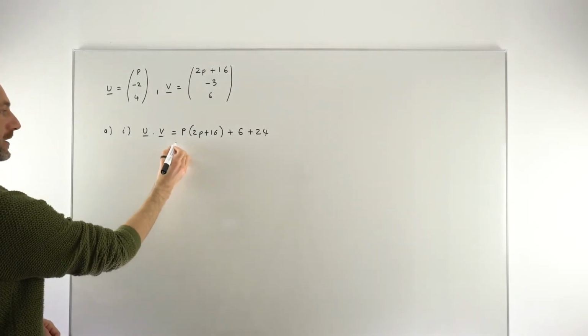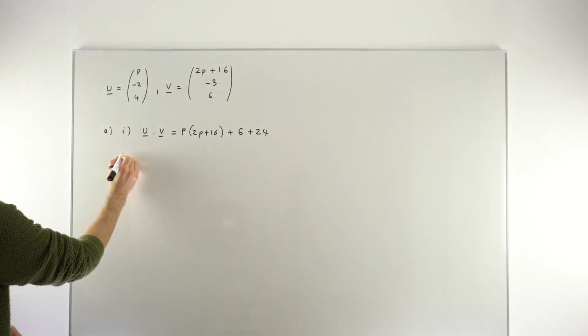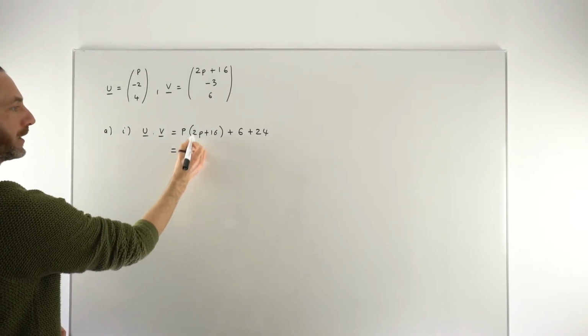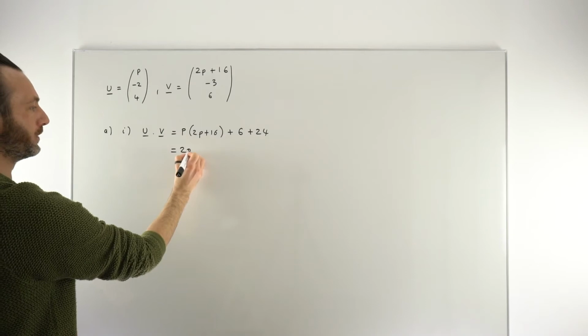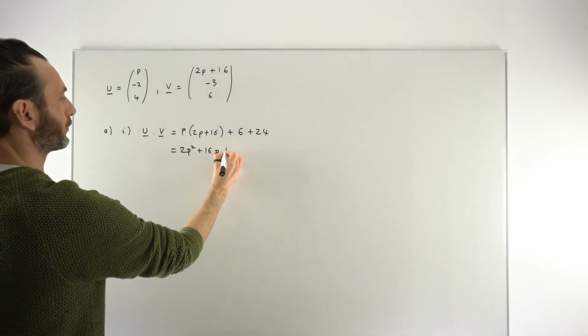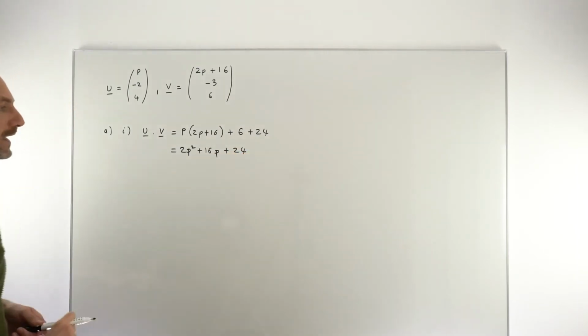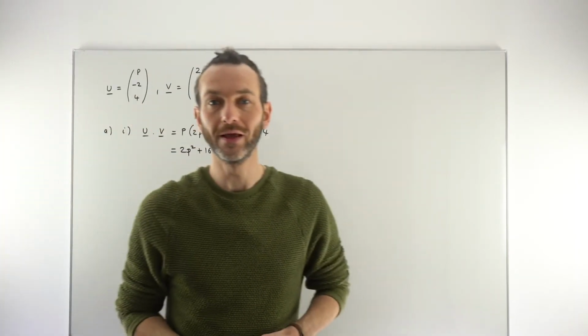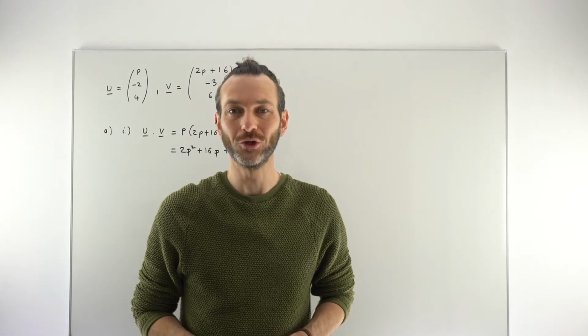Now we're just going to tidy this up. Just to save space, I'm going to pull my equals down to here. So 2p times p is 2p squared. P times 16 is 16p, and then we've got our plus 24 on the end. So that is us done at that point. That is just to make the expression that represents u dot v.